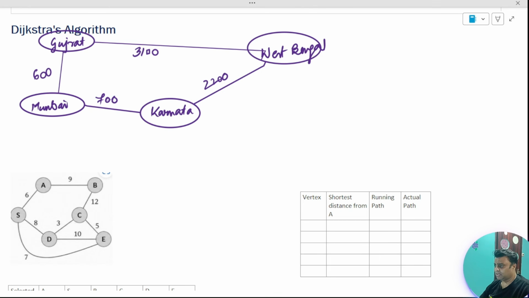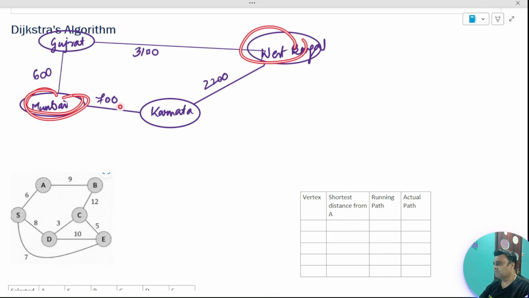Now if I say that starting from Mumbai, can you tell me the shortest path to go to Gujarat? You will tell me go like this, 600 kilometers. If I want you to tell me the shortest path from Mumbai to Karnataka, you will tell me, go like this. But then can you tell me from Mumbai to West Bengal which will be the shortest path? Will this be the shortest path or will this be the shortest path? That is what Dijkstra tries to solve. This anyway looks easy, 3700 as compared to 2900, so go like this and you would reach the shortest path from Mumbai to West Bengal.